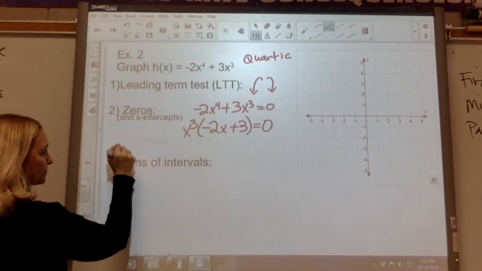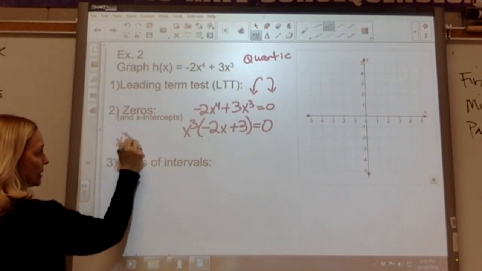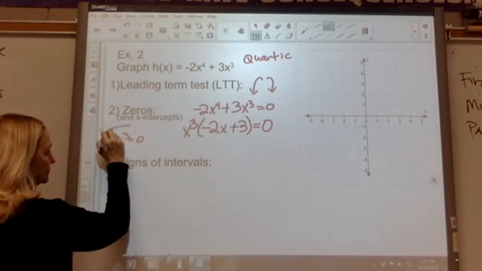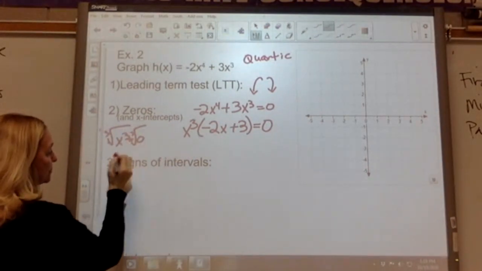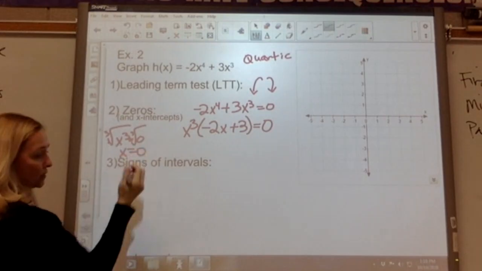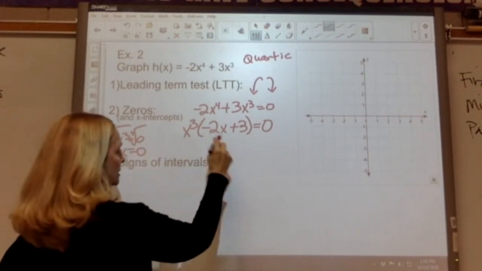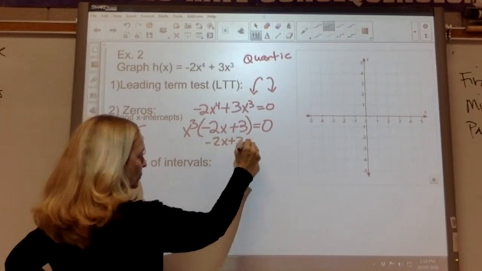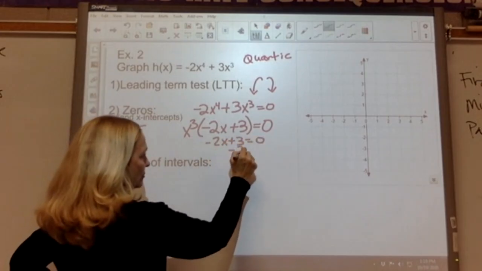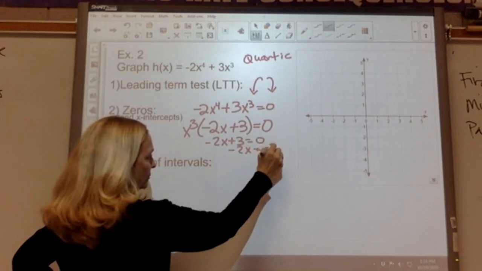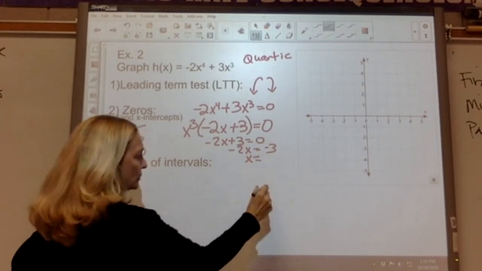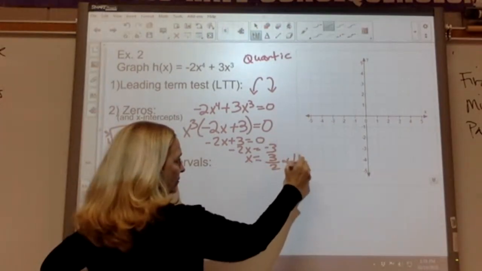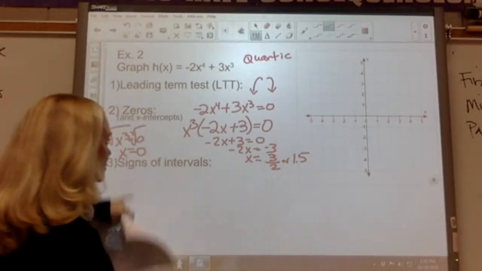So x cubed equals 0. If I take the cube root, I'm still going to get x equals 0 because that's what it is. And so then here I will set this equal to 0. Negative 2x plus 3 equals 0. So negative 2x equals negative 3. x equals 3 over 2, or 1.5. All right? So these are the zeros.